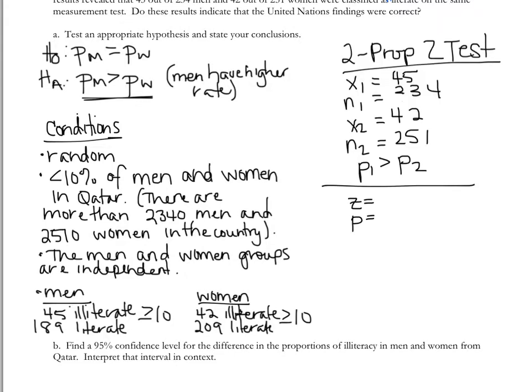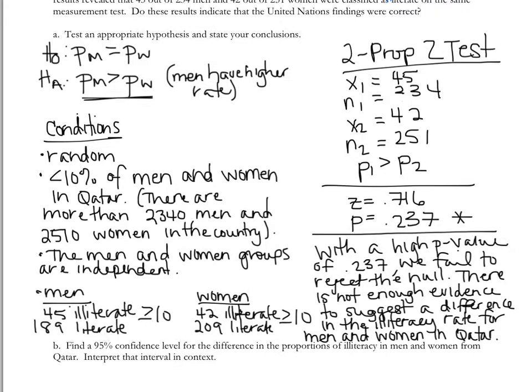When I run the test, I get z of 0.716 and p of 0.237. If I had an alpha of 0.10 to begin with, again, this is a high p-value, so I'm going to write my concluding sentence. With a high p-value of 0.237, we fail to reject the null. There is not enough evidence to suggest a difference in the illiteracy rate for men and women in Qatar.